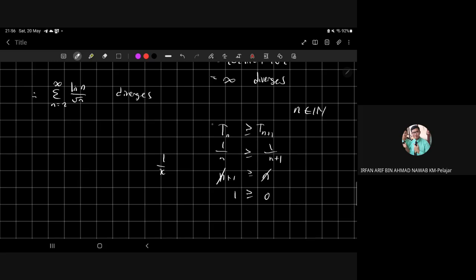So this shows that t subscript n will always be larger than t subscript n plus 1 for all n in the domain. Oh, I see. So this is the way to go if we're dealing with algebraic, and we want to do it by building inequalities.